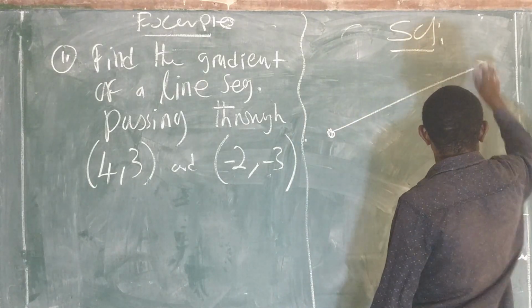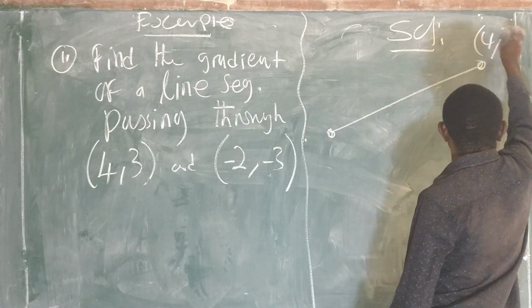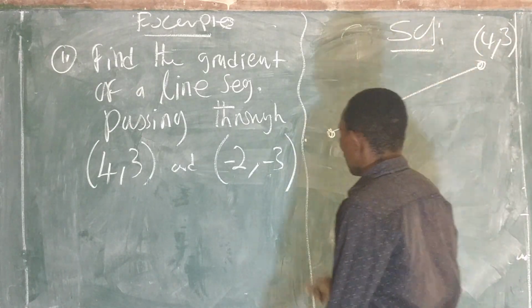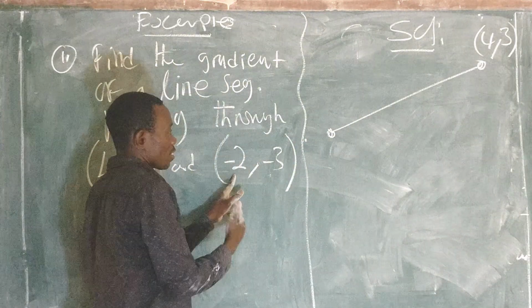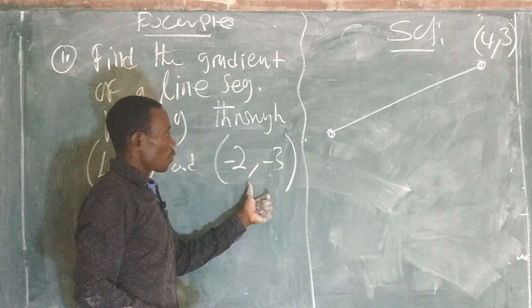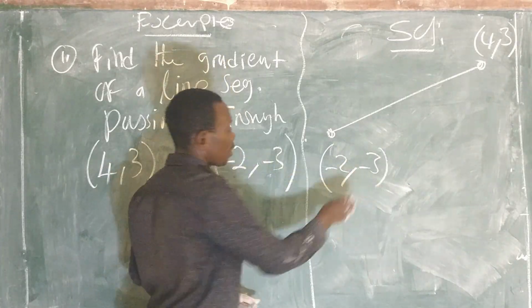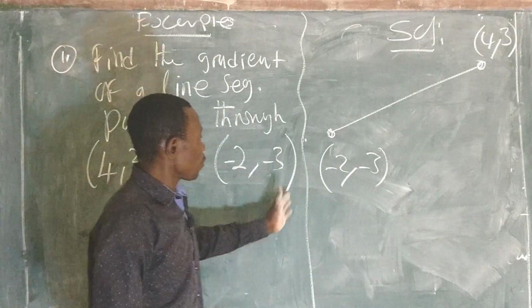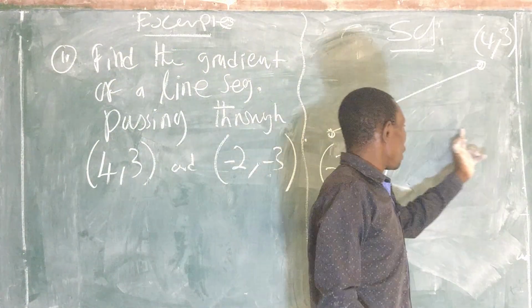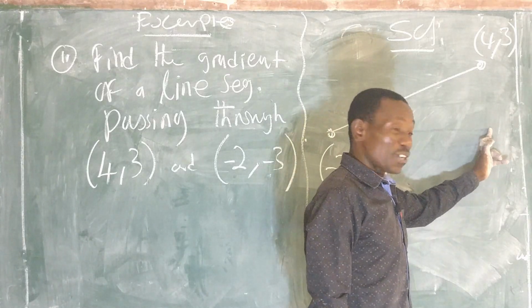On the positive part, we have here x is 4, y is 3. On the other side, the negative side of the x-axis and y-axis, x is -2 and y is -3. What is the measure of the slope? Here we're talking in relation to the horizontal axis.